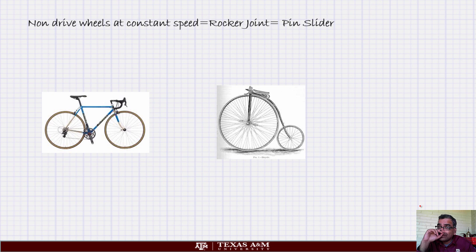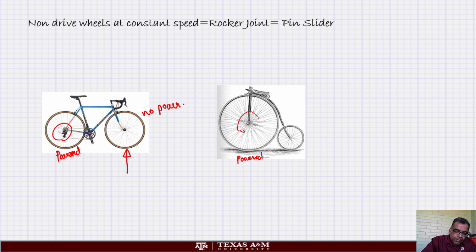Wheels are actually a very tricky thing, but an important idea. In fact, even in that roller, there's a small wheel, right? If a wheel is not powered, so for example, on a bicycle, the back wheel is powered, right? The front wheel, no power. So at the front wheel, it is like a pin slider. In this particular case, the front wheel is powered and the back wheel is not powered. So at the back wheel, it will look like a pin slider.